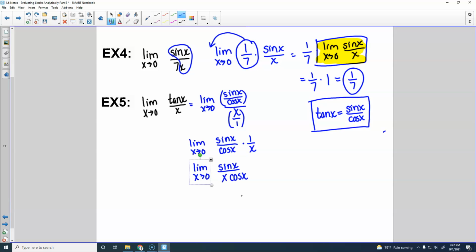Okay, this looks a little better than what we had. Do you see here the sine x over x? So let's think about what we did on the last problem. We broke it up into 1/7 times sine over x. That was equivalent, right? So I can do the limit as x approaches 0 of sine x over x times 1 over cosine x.